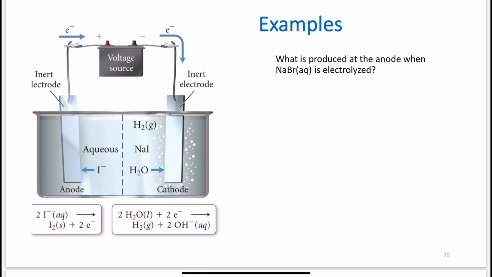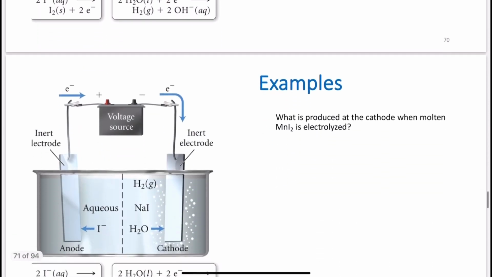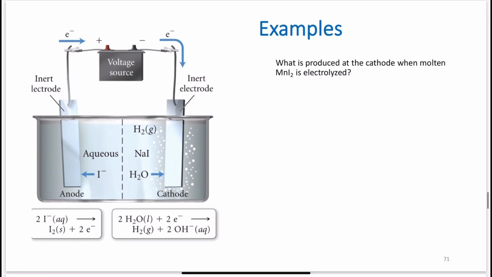NaBr, I already did this one, I apologize. I forgot that I have this in here twice. MnI2. What about when we have molten? Molten means melted. It means no water. I realize this is not the same exact one, but molten MnI2.